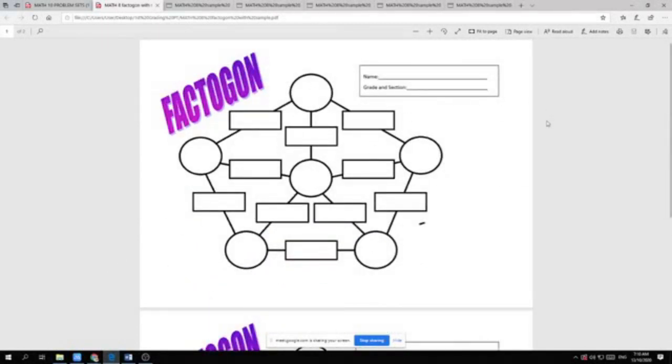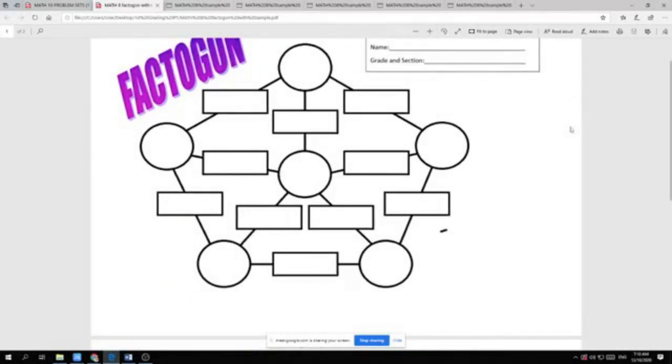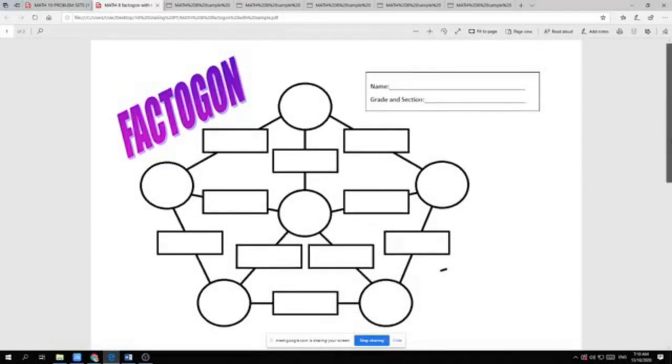You can see on the screen right now, you have there Factogon. So the project or the performance task that you will be making is simply a Factogon. So do not forget, this is just a sample. Okay? You can be creative with your outputs.